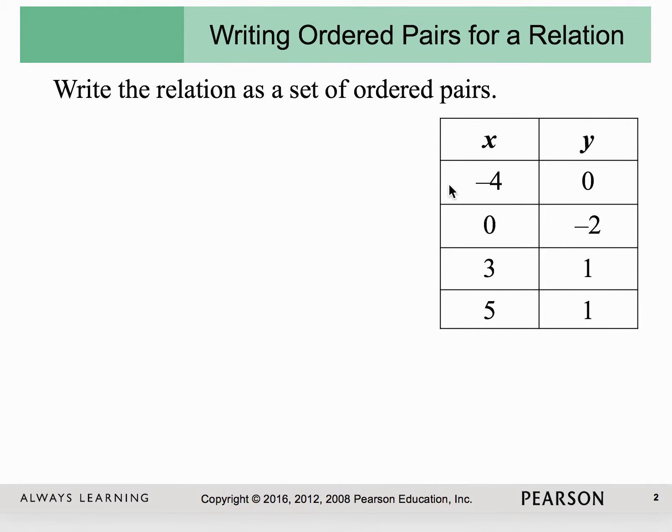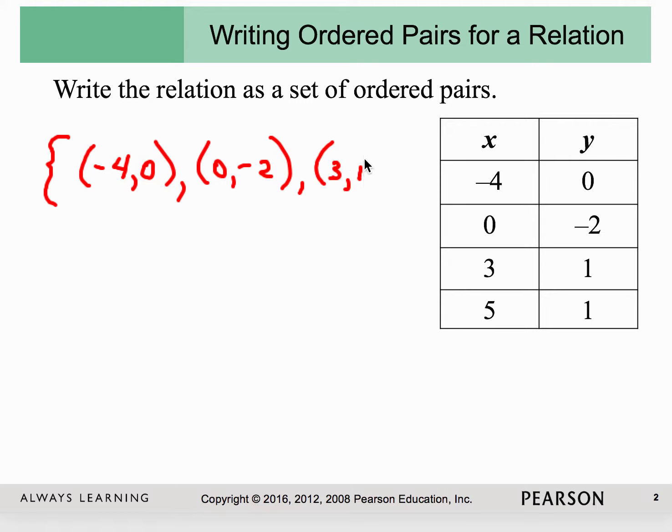So first of all, here's a relation because it's a set of ordered pairs. And it says write the relation as a set of ordered pairs. So if we're writing a set, I think your MyLabs already have the braces for you. But remember how we write ordered pairs, the x first and then the y. So that's all that is.